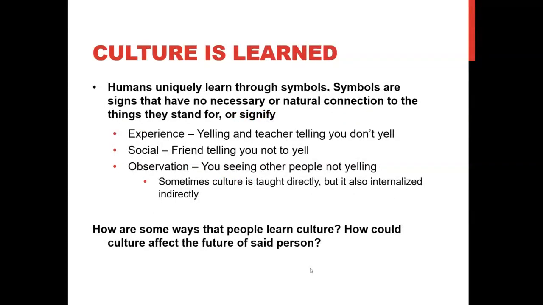So, culture is learned, right? Humans uniquely learn through symbols. Symbols are signs that have no necessary natural connection to the things they stand for or signify. Now, humans learn through 3 different mediums, right? Experience, social, and observation. Now, to better understand this, I want you to imagine a classroom and a teacher's asking what's 2 plus 2, right?